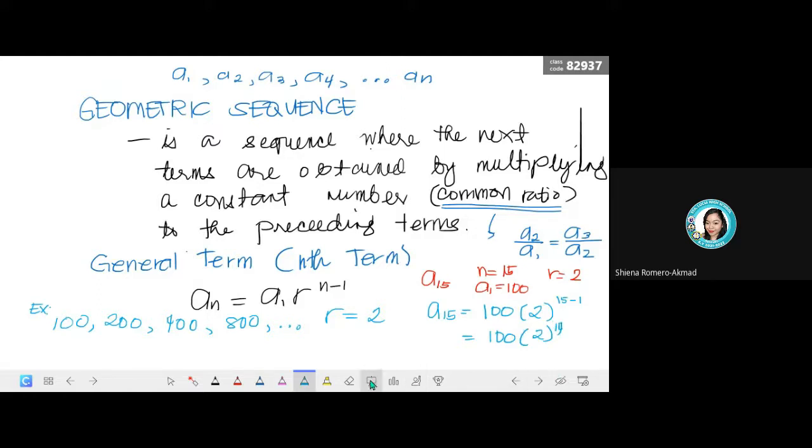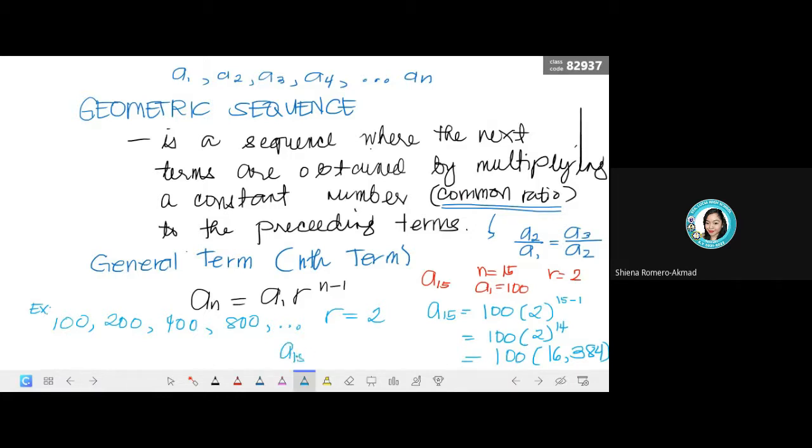What is 2 raised to 14? Do you have your calculator? You can calculate. 16,000? Tama ba? 384 po, ma'am. 16,384. So, si 2, kapag raise mo siya kay 14, the answer is 16,384. If you multiply that to 100, so, ano magiging sagot natin?